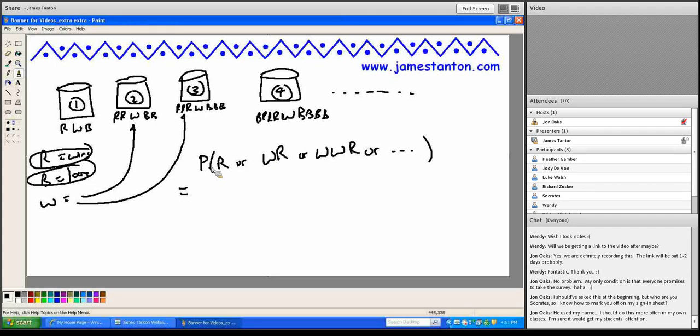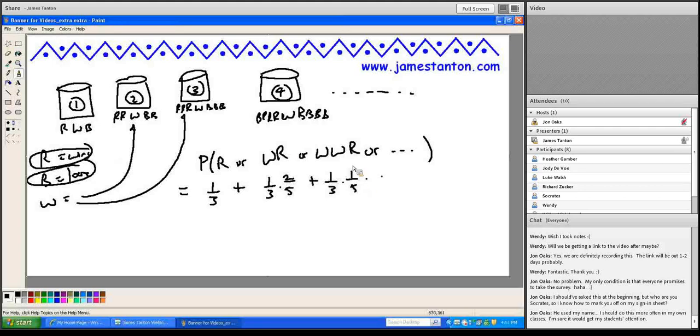Okay, that's fine. How am I going to make this happen? Well, in naive probability, ors translate to pluses. We'll say, pick a red ball right away, he's got a one-third chance of doing that. Or pick a white ball, one-third chance of doing that in bag number one, and then choose a red ball from bag number two. There's a two-fifths chance of doing that.